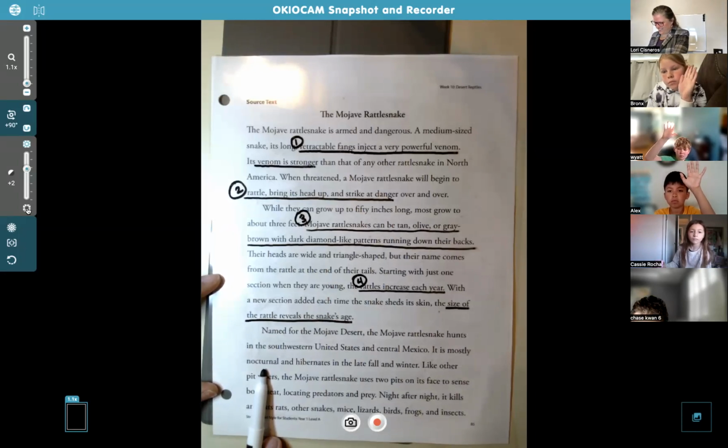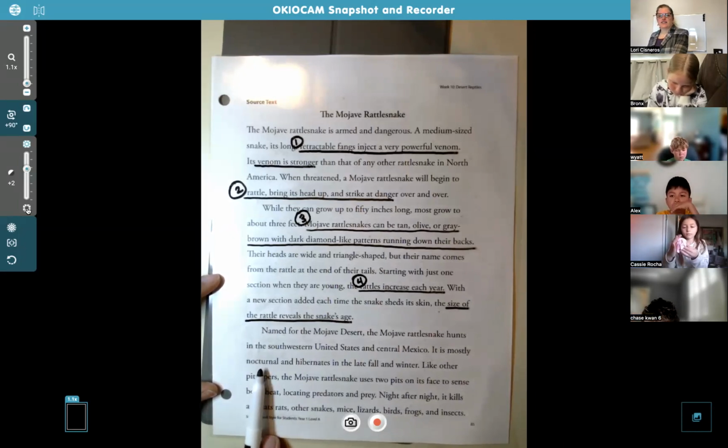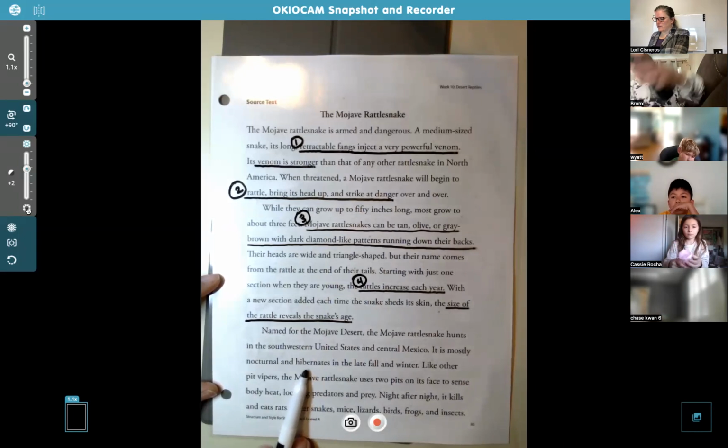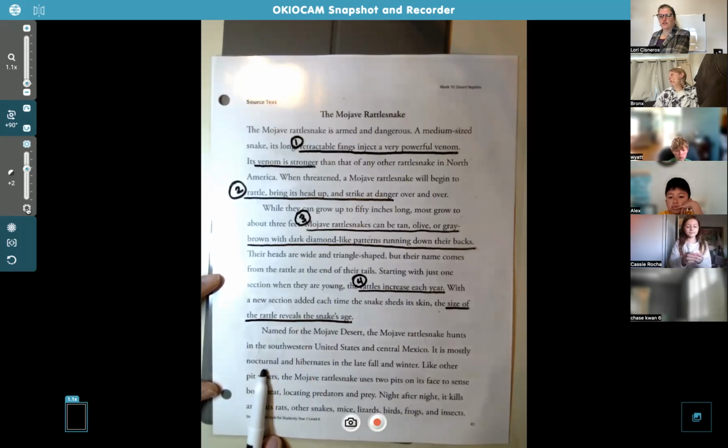It means that instead of sleeping at night, they wake up at night and sleep in the day. So they're awake at night. And then Cassie, what does hibernates mean? So I know a lot of animals do this. In the winter they collect things, say like a squirrel or something, they'll go into their little house and they'll stay there until the winter's over. Yeah, basically sleep until winter's over. Okay, so these are nocturnal and they hibernate in late fall and winter.